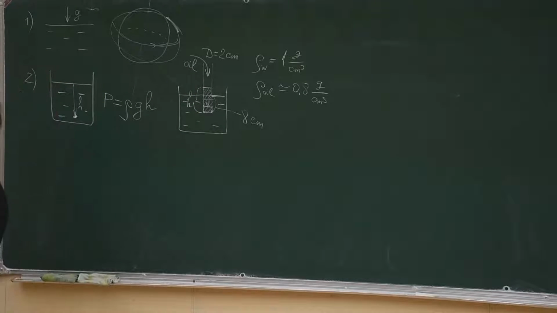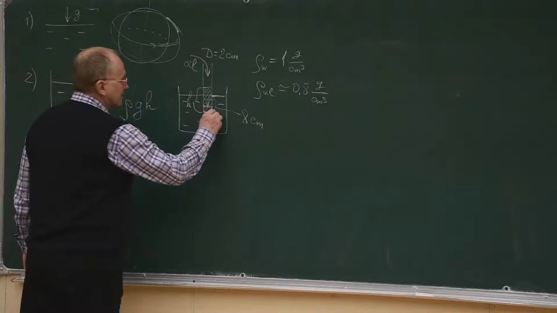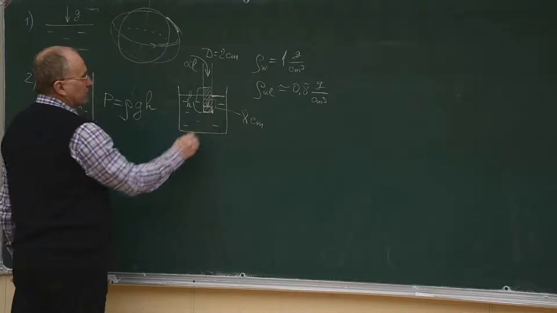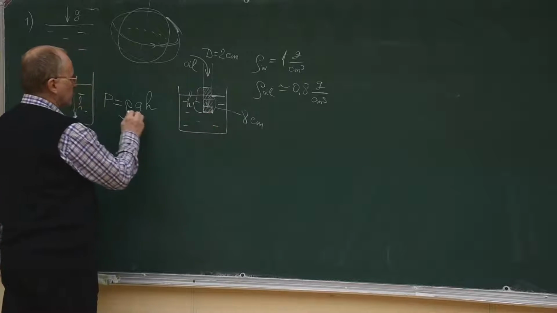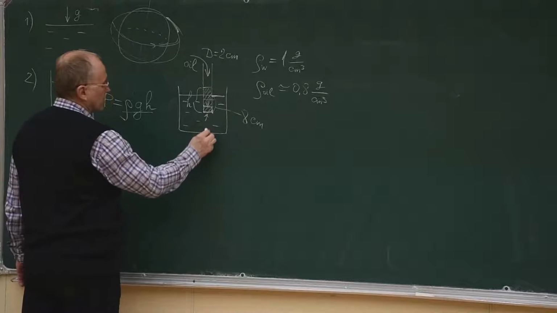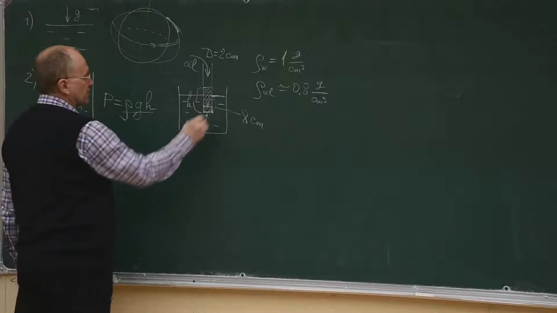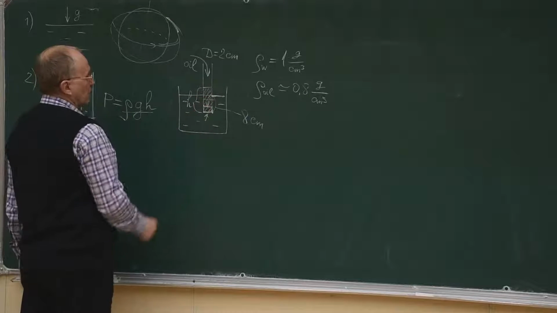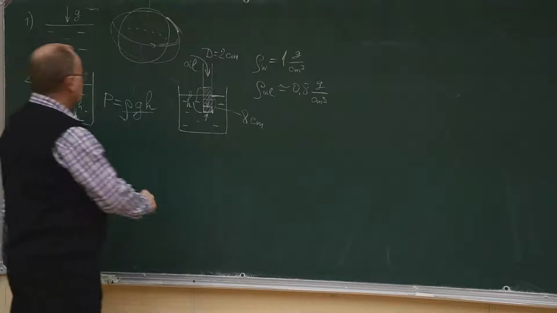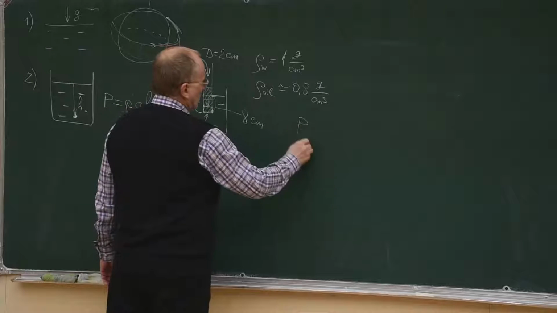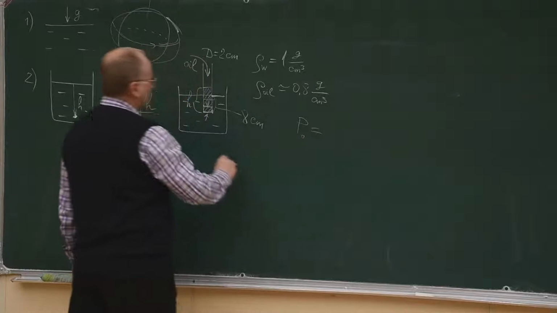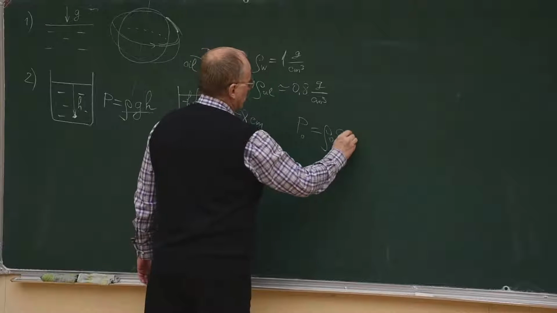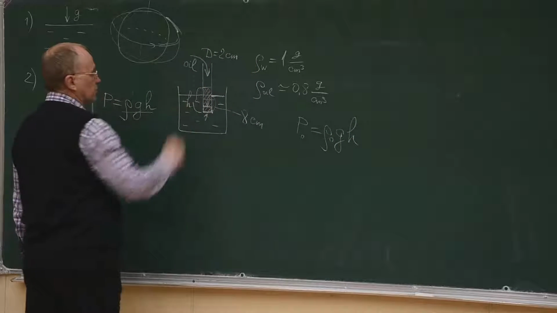So we understand that in the state of equilibrium, pressure at this point can be calculated as the pressure of water, because water is pressing on the oil, and also pressure at this point at the border between oil and water can be calculated as the pressure from the oil. So the pressure from the oil will be the oil density times g times h, where h is the height of the oil column.